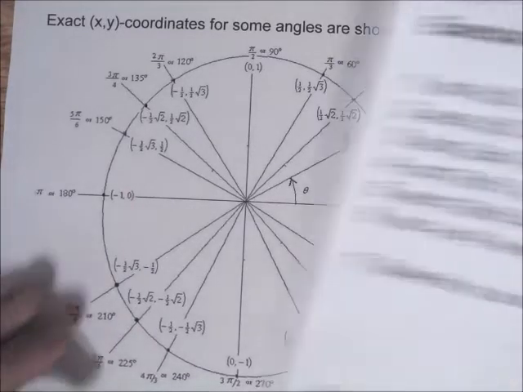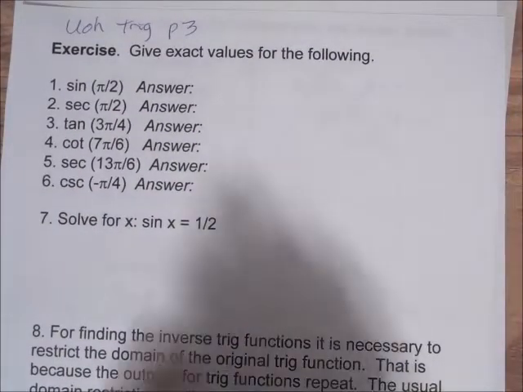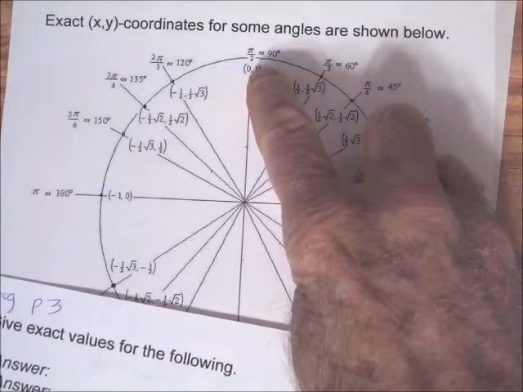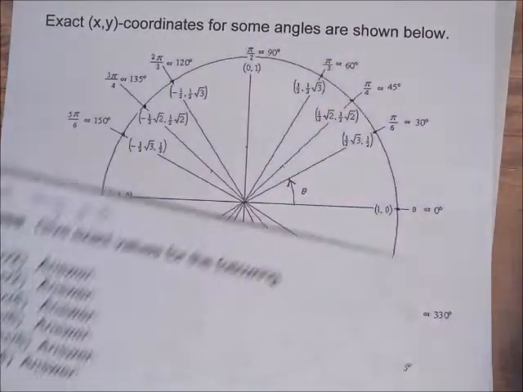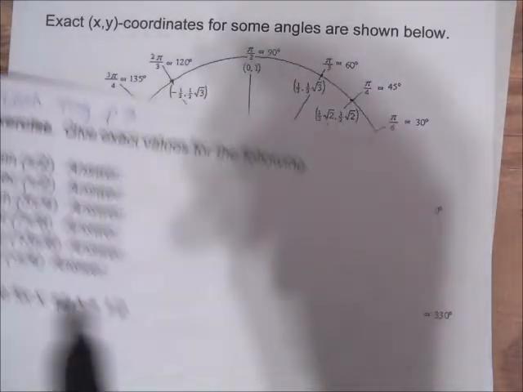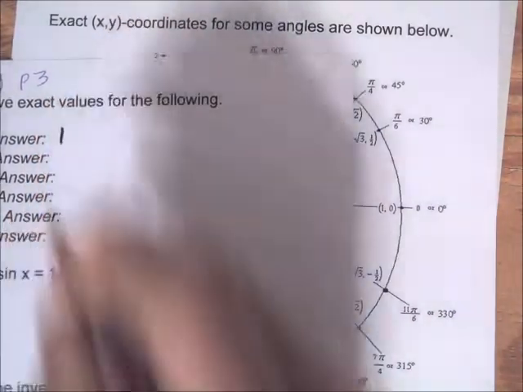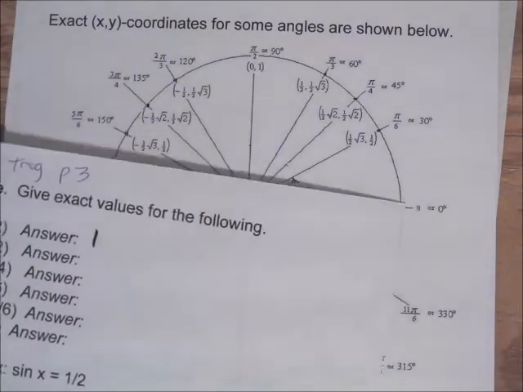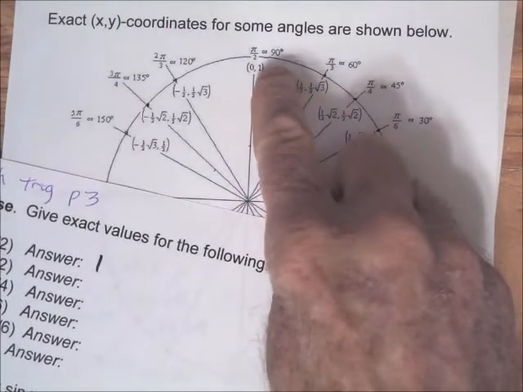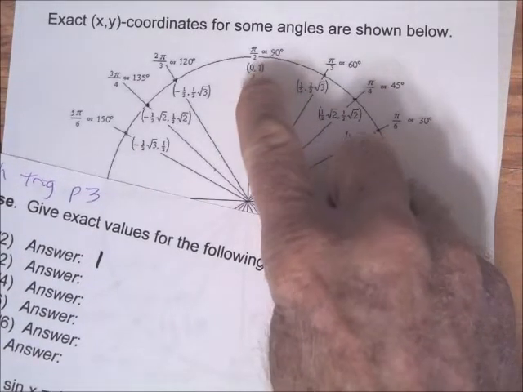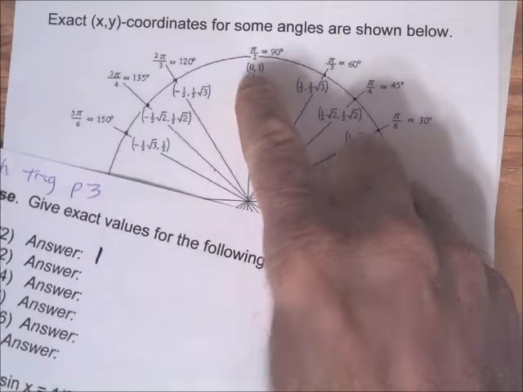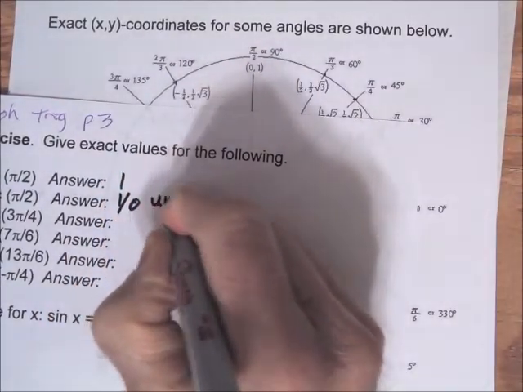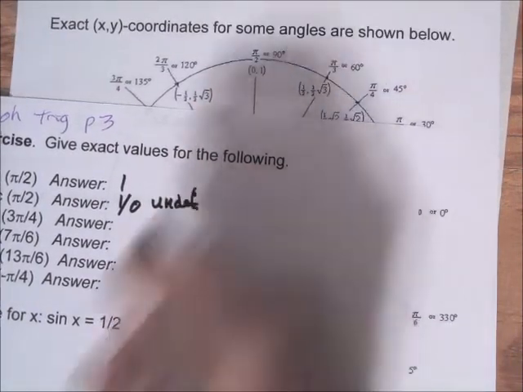So for example, if we want the sine of pi over 2, we go to the unit circle, and the y-coordinate there is 1. So the sine of pi over 2 is equal to 1. Secant of pi over 2, well, secant is 1 over the cosine. So if we go to the unit circle to pi over 2, the cosine is 0. So this is going to be 1 over 0, which is undefined. Secant is going to be undefined.